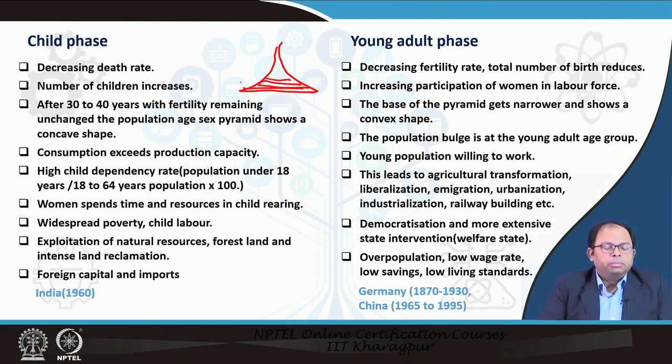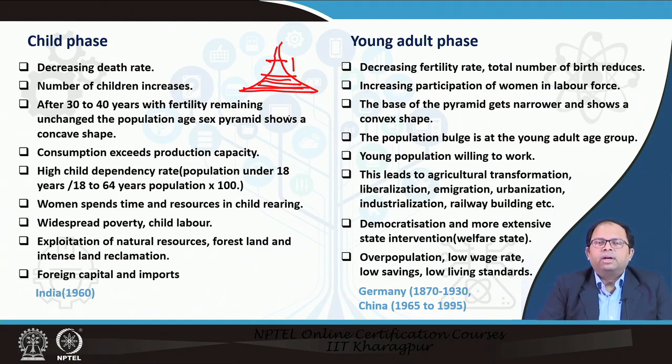So the pyramid takes a concave shape. This happens after 30-40 years, but again this number of years may be different for different geographies or countries. And as the number of children is more, consumption exceeds the production capacity, because few people are working and supporting the entire population. So consumption exceeds production capacity. There is a high child dependency rate, population under 18 years divided by 18 to 64 years population. And women spend most of the time in child bearing and child rearing, so they are mostly limited to household activities.